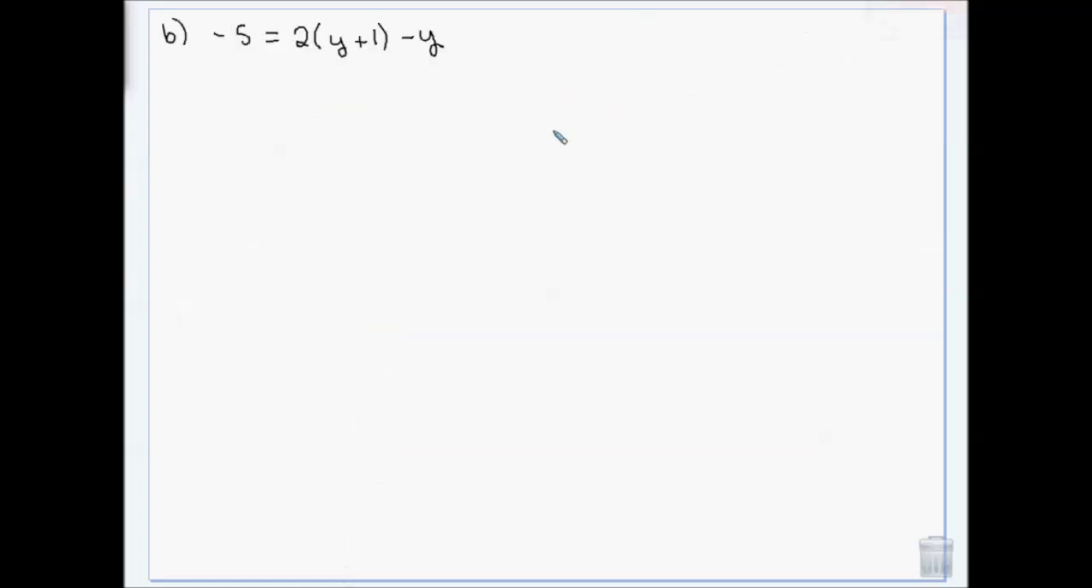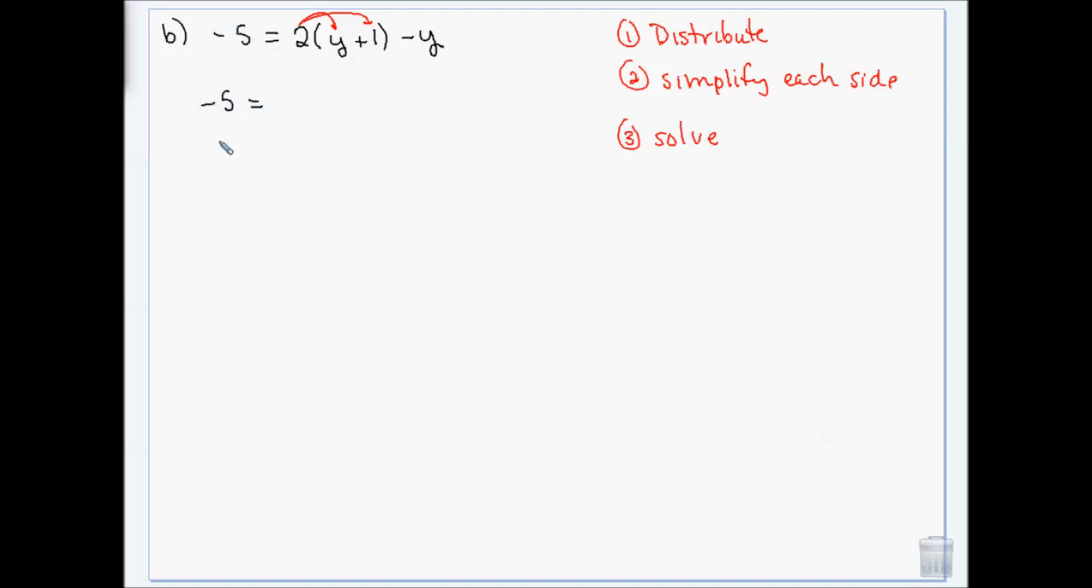If you see parentheses in there like this, you always want to distribute first. Then you simplify each side. Then you'll solve. So first I'm going to take this 2 and multiply it by each of those. Negative 5, there's nothing for me to do there, so I just carry it down. 2 times y, and then 2 minus y.